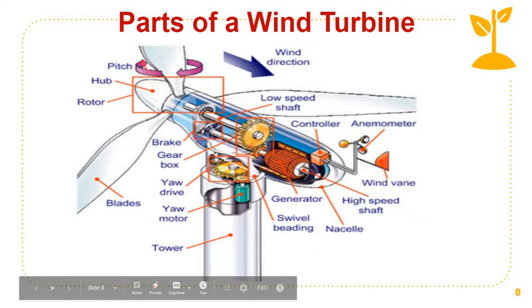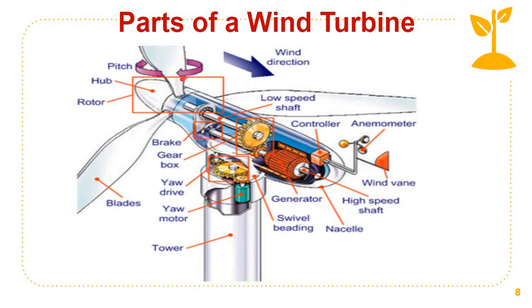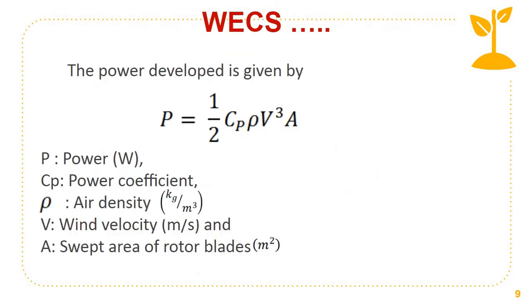You can also see here that by controlling the angle of the rotor blades, and this angle is called the pitch angle, we will be able to maximize the torque produced. That's another control system involved in a wind turbine. This is the equation of the power developed: P = 1/2 Cp rho V^3 A. P is the power output in watts, Cp is the power coefficient, rho is the air density, V is the wind velocity, and A is the swept area of the rotor blades.